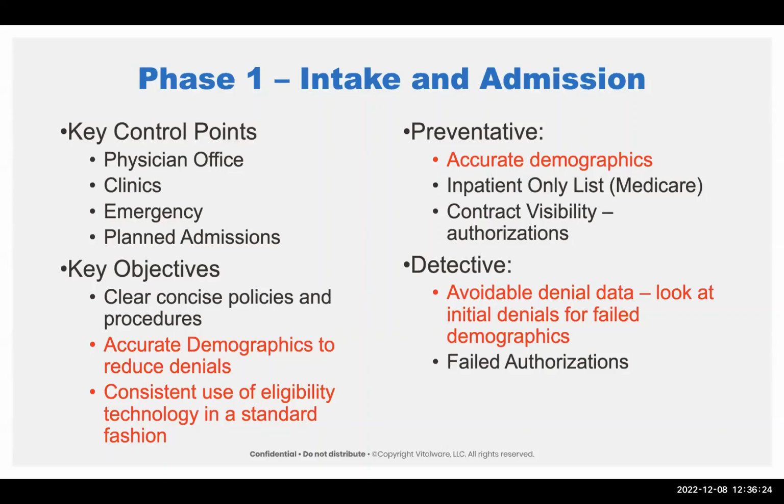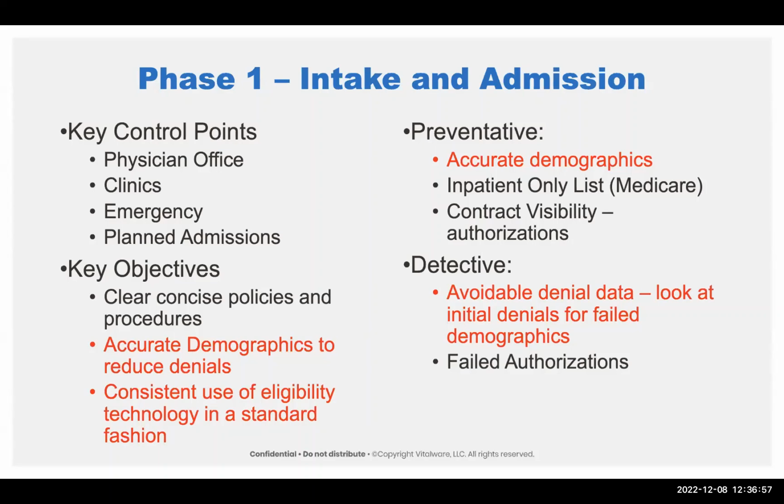And if you have enough staff, you need to organize them by payer, so that one person is doing all the Blue Cross authorization and eligibility. One person's doing the Cigna, United Healthcare. Because remember, within these major groupings of payers, there are plans, and those plans are very disparate. So the accurate demographics is the preventative, using the inpatient only list on surgery scheduling, making sure that that is not an inpatient. If it is, getting an order.